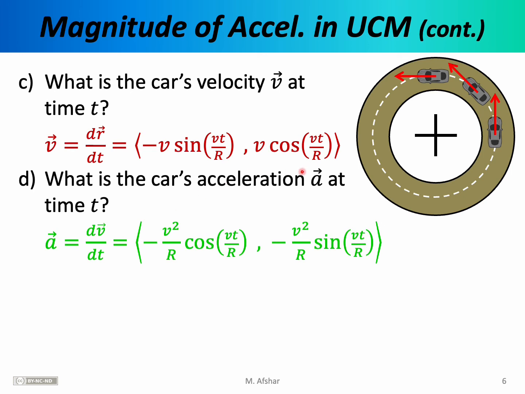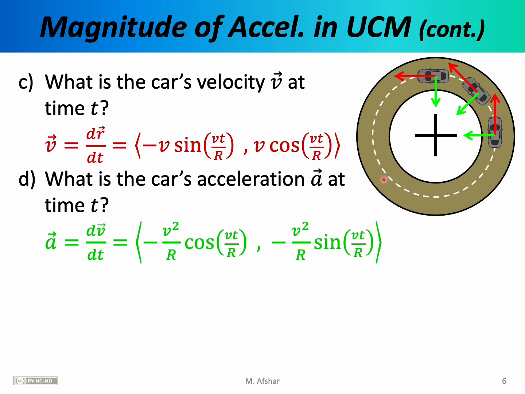Similarly, for the y component of acceleration, we'll have to take the derivative of the y component of velocity. Derivative of a cosine gives us a minus sine, and the derivative of the argument gives us v over r. Hence, the y component of acceleration becomes minus v squared over r sine vt over r. If we were to plug in several different times into these functions and actually numerically calculate the acceleration vector, we would find, as we have already said, that these acceleration vectors point inwards directly towards the center of the circle.